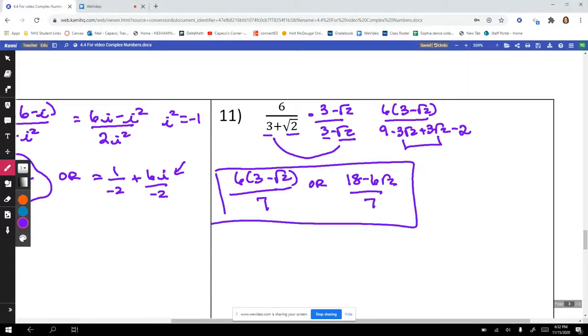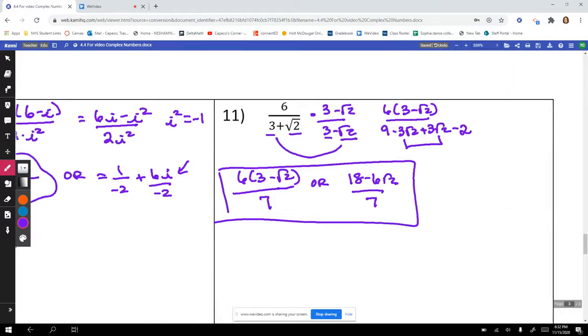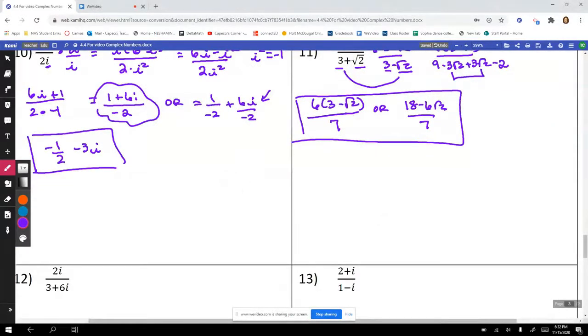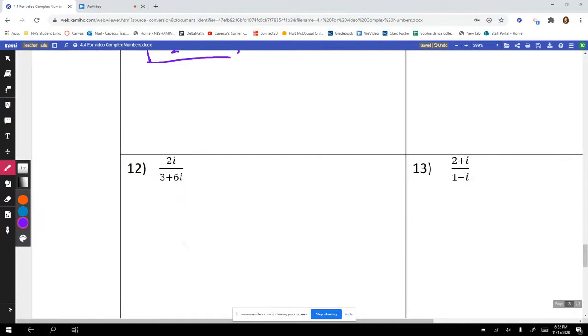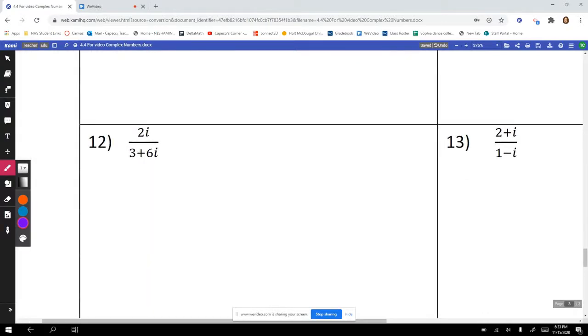Okay, you have a binomial with a radical, you multiply by the conjugate. We're going to do the same sort of thing in the next problem. So again, I can't have a radical in the bottom. I can't. All right, moving on to the next one.